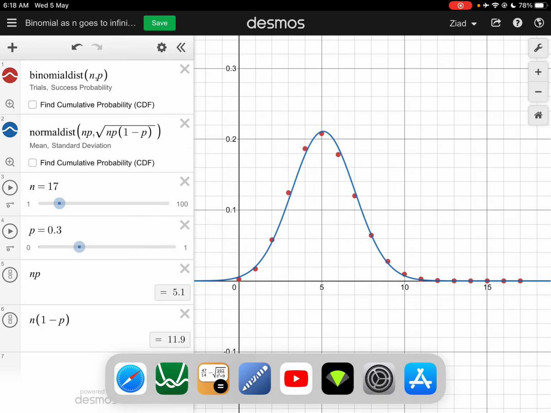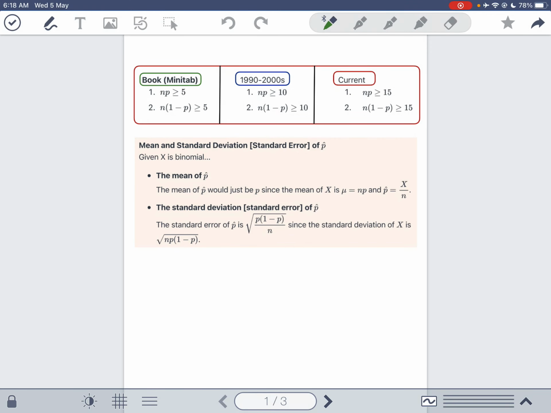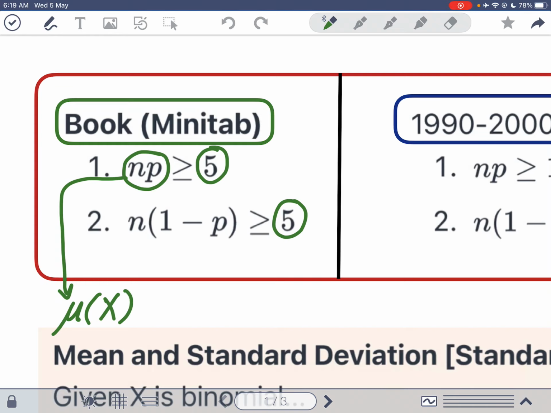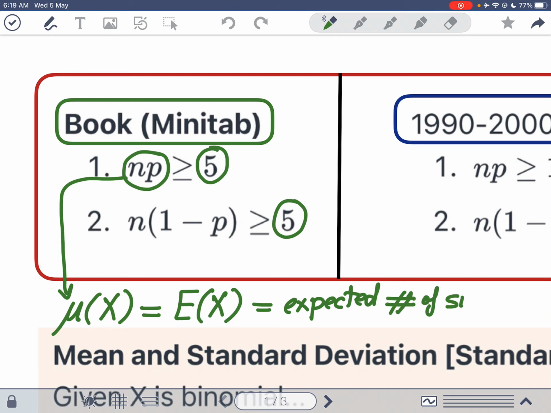Now, I should tell you that in most textbooks, they require this number to be at least 5. How do you think about it? Remember that this np for a binomial distribution was the expected value or the mean of the binomial random variable. And so this also we saw was the expected value of x, which is the expected number of successes. Here you can say this is the expected number of successes.